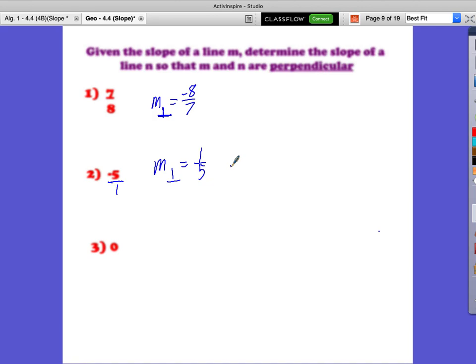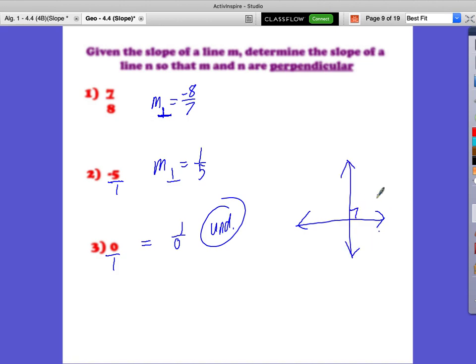What about 0? That'd be undefined, because 0 over 1 or 0 over any number, 1 divided by 0, well, that's undefined. Now let's think about it this way. The slope is 0, that'd be a horizontal line. And what would be perpendicular to a perfectly horizontal line? A vertical line, which would have an undefined slope.